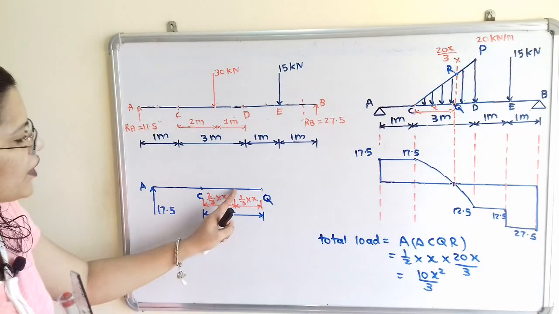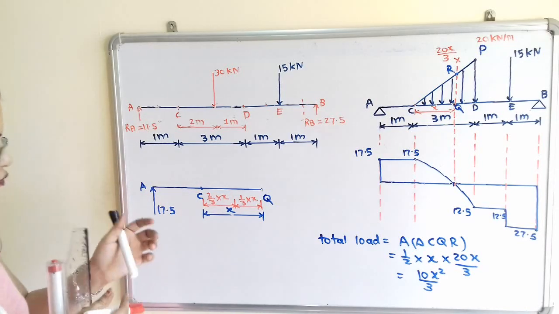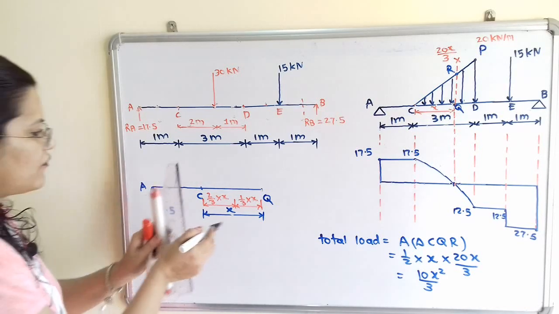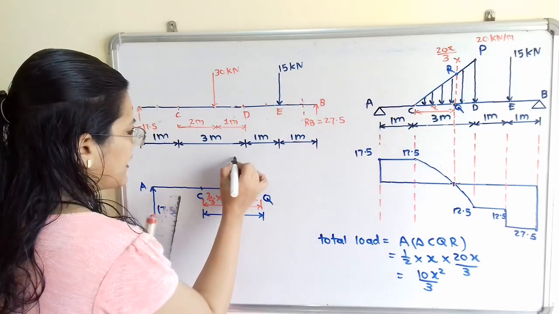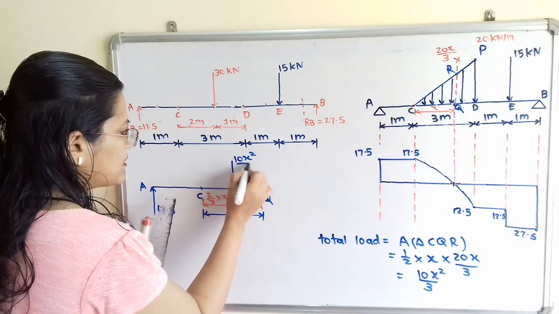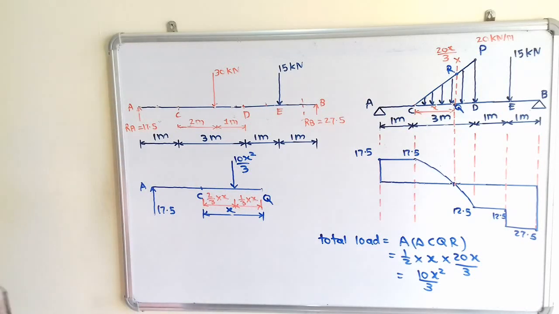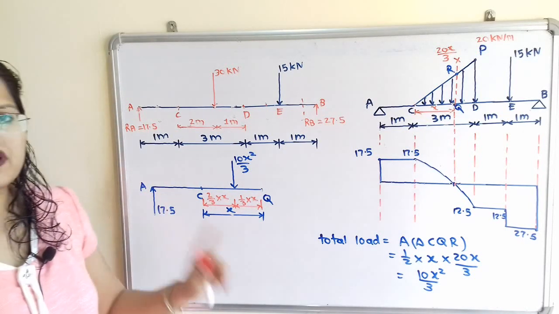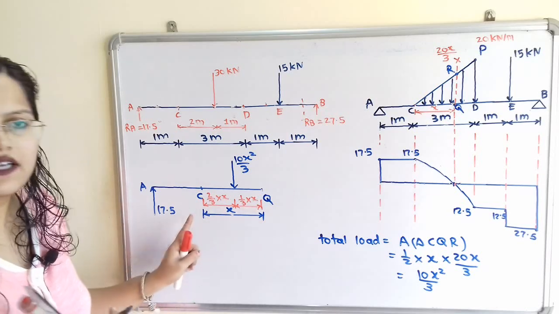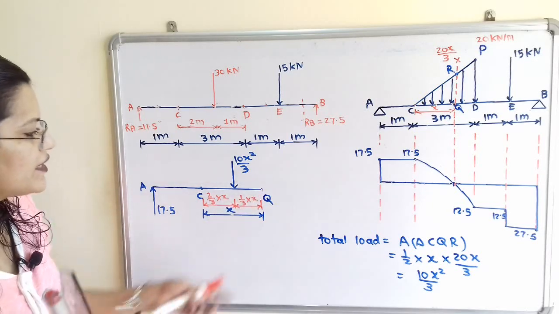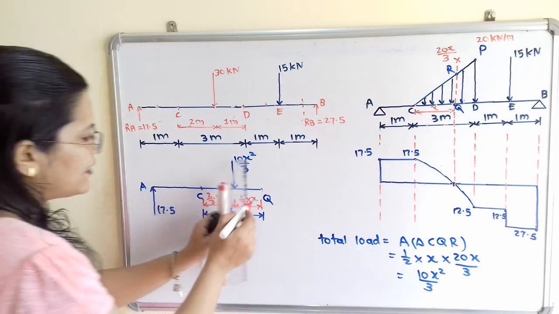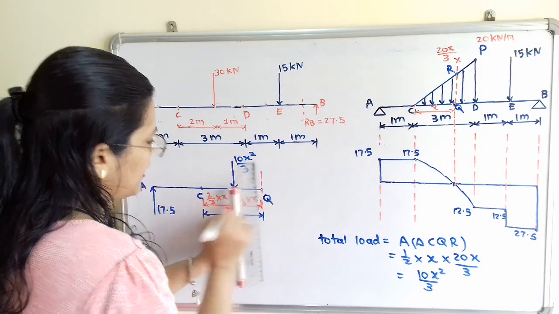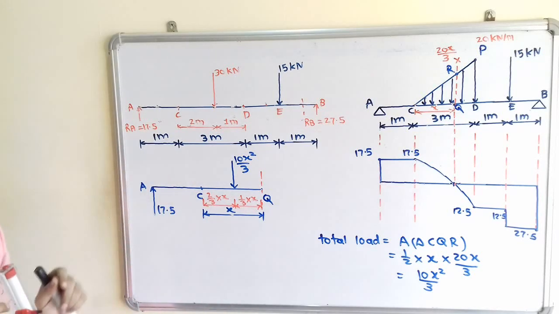Now this is the point of application of load. So we will show this point of application of load, and this load is equal to 10x square by 3. Now we will calculate the shear force at any distance x. So if I show here one section line at a distance x, then how to show this shear force?